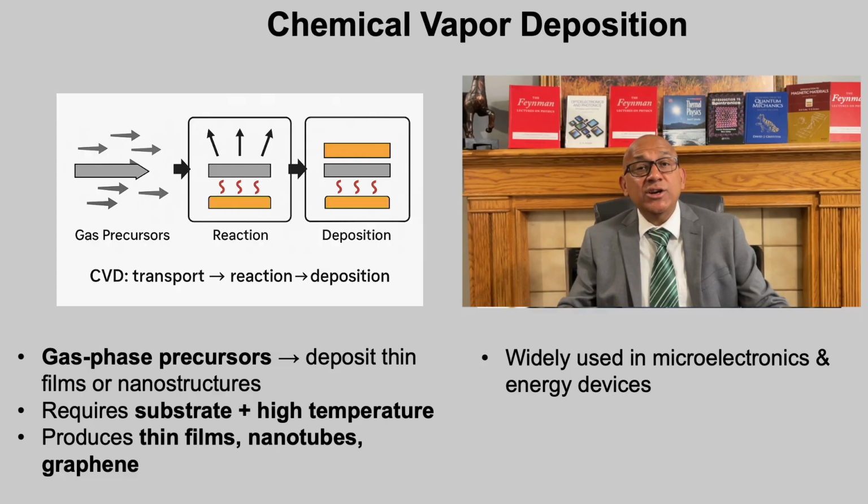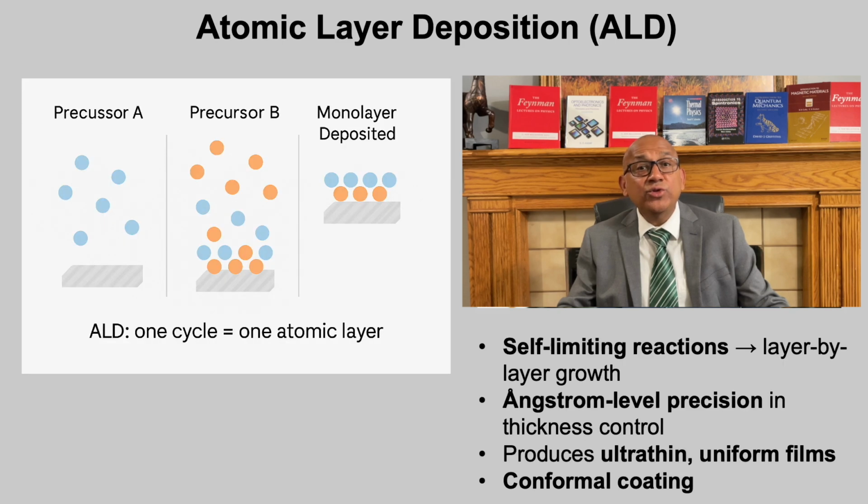Atomic layer deposition, or ALD, is one of the most precise bottom-up fabrication methods. It relies on self-limiting surface reactions, meaning that only one atomic layer can form during each reaction cycle. By alternating precursor pulses, material is built up layer by layer. Because of this mechanism, ALD provides angstrom level thickness control, far more precise than conventional thin film methods.